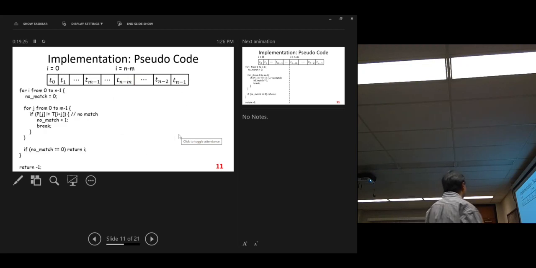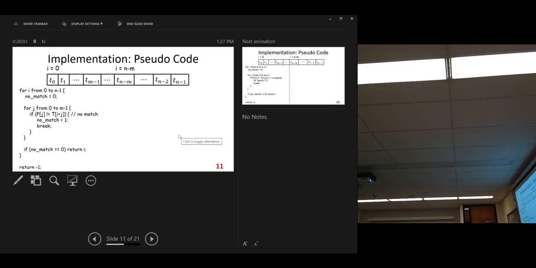All right, so pseudocode. The first version, just based on our understanding. We start from, oh, this is not right. I need to fix that. Because i goes from 0 to n minus m, not n. Because we don't need to go to the end, right? Definitely we need to stop at n minus m.